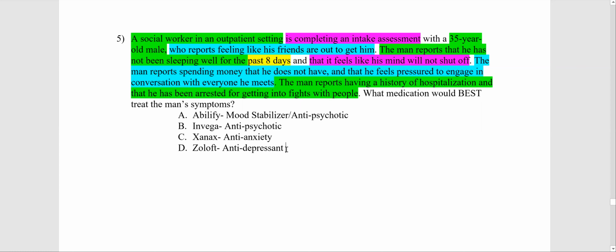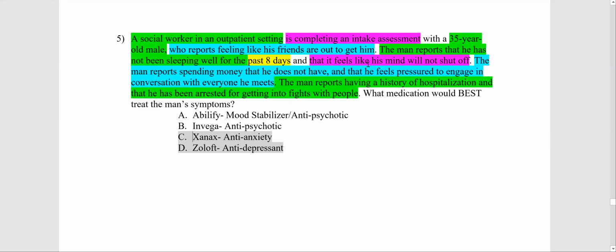Right off the get-go, we're going to rule out Zoloft because he's not really experiencing or exhibiting or reporting any depressive symptoms. Doesn't really have low mood, low self-esteem, lack of concentration, anything like that. We're going to rule out Xanax because he isn't really describing a lot of anxiety. He says he feels like his friends are out to get him. There's no real danger there. So maybe some paranoia there.